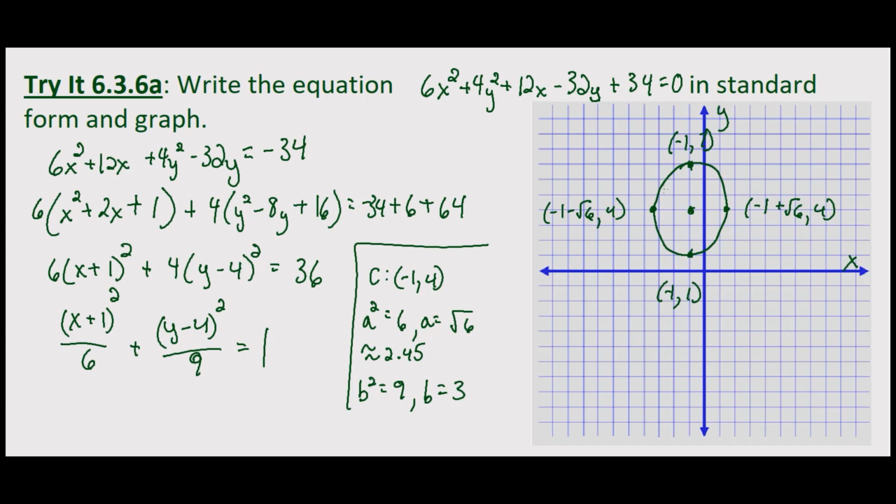So to put an equation for an ellipse that's in general form into standard form, we complete the square for both variables, divide both sides by the constant to get the standard form, and then we use the properties of the standard form to graph the ellipse.